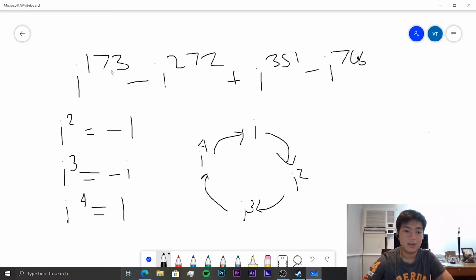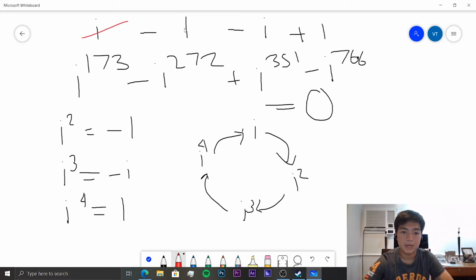So 173 divided by 4 gives remainder 1, so that's equal to i. Minus 272 divided by 4 has remainder 0, so that would be i to the 4, which is equal to 1. 351 divided by 4 has a remainder of 3, so this would be minus i. And finally, 766 when divided by 4 has a remainder of 2, and so this would be negative 1, minus 1 is plus 1. So this is actually equal to 0 since both i's cancel out and both 1's cancel out. So that one was pretty simple.